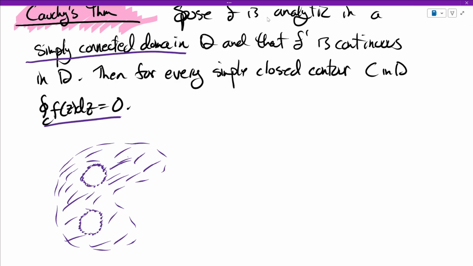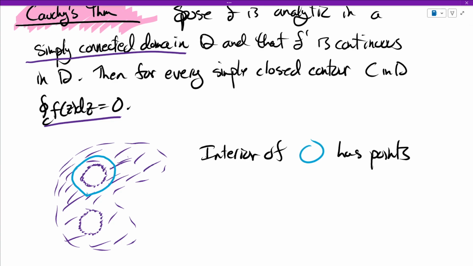Said slightly differently, we can draw a simple closed curve in our domain such that the interior of that simple closed curve has points other than the domain. Okay, so the interior of this curve that I drew has points not in the domain. Let's call this area, the purple shaded region, not in D. So this tells us that D is not simply connected.